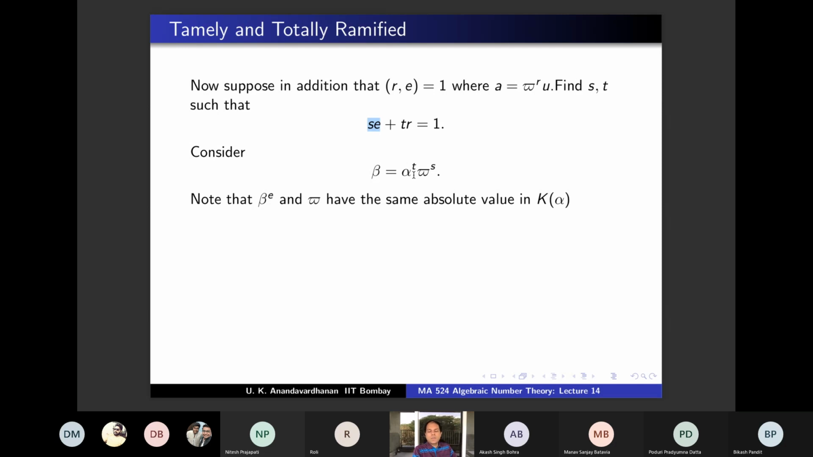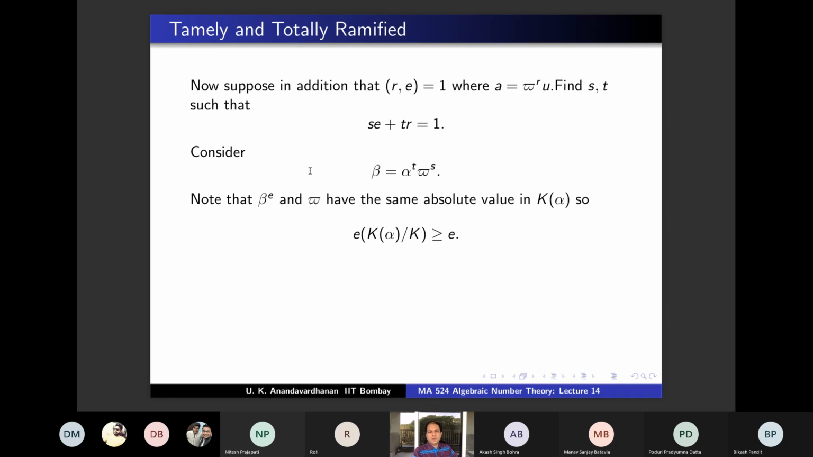No, alpha power e is not pi. The polynomial is x power e minus A. So alpha power e is A. So alpha power te is A power t, which is pi power tr times a unit. So you are getting pi power tr from here and pi power se from here, and pi power tr plus se, that is 1. So therefore beta power e, by your construction, and pi have the same absolute value in K(alpha).